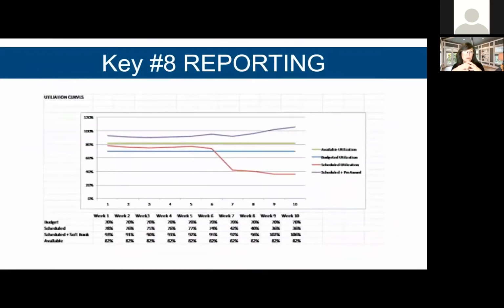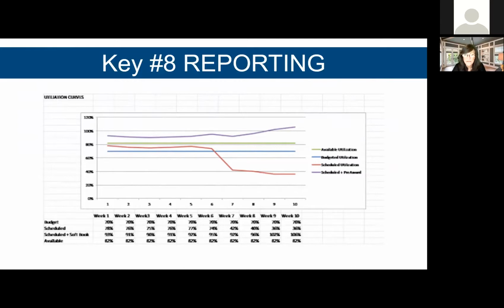All right, so key number 8 is reporting. And reporting is giving you the ability to analyze your information. Now, I'm guessing, if I'm going to guess across these 10 keys, that the majority of you are going to have a higher score on this one, which is great. If you are getting all the reports you need about your company's utilization, then you can give yourself a 10.